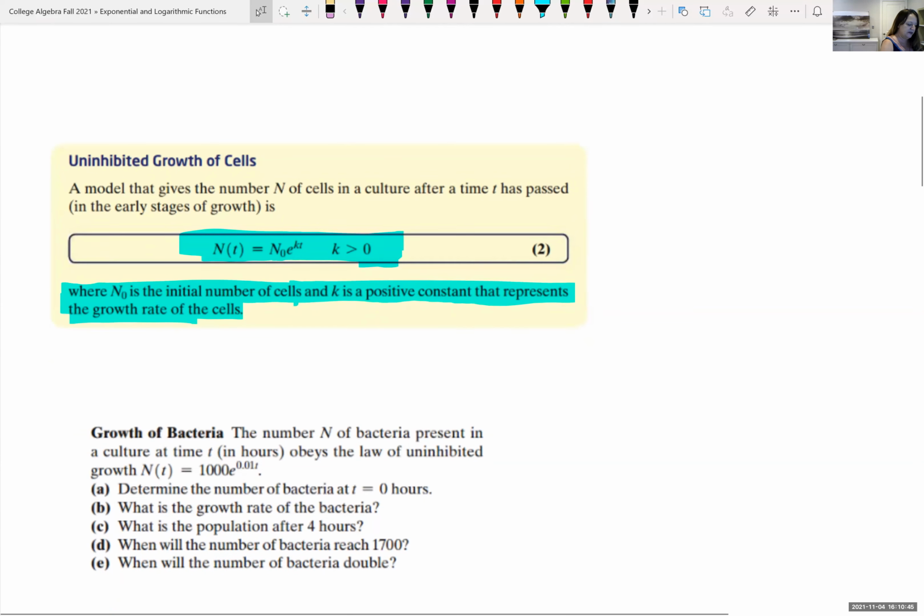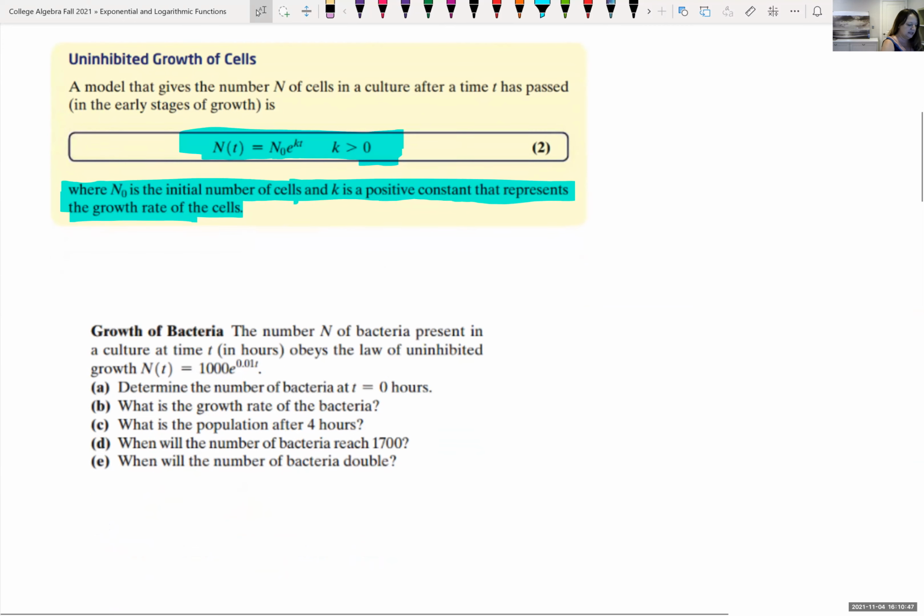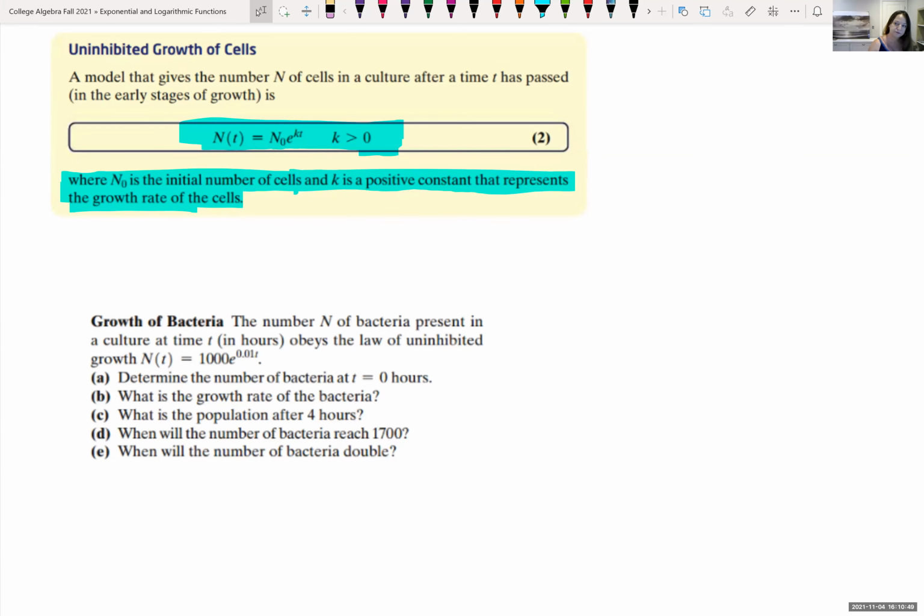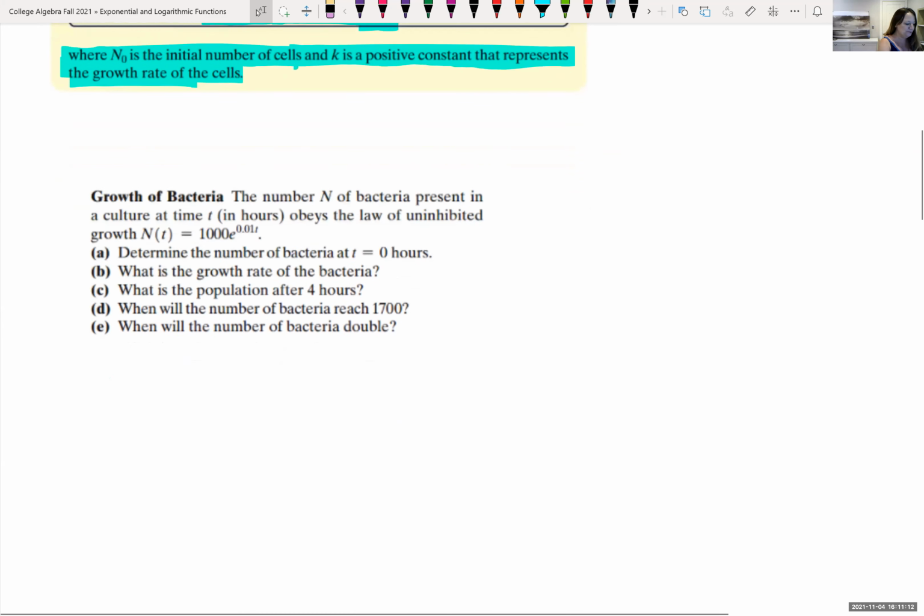Okay, so let's look at an example using this. We're given that the number n of bacteria present in a culture at time t in hours obeys the law of uninhibited growth. N of t equals 1000 e raised to the 0.01 t. Determine the number of bacteria when the time t is 0.